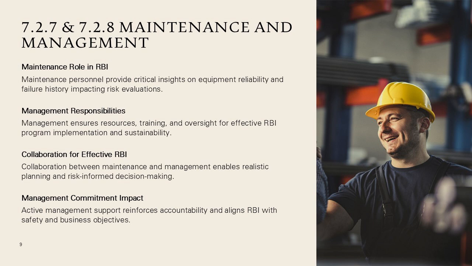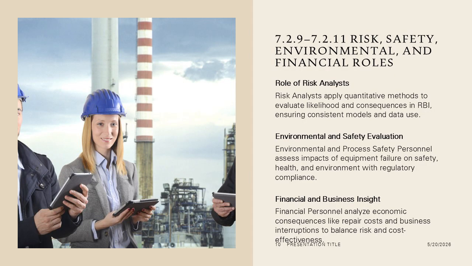When management actively supports RBI, it reinforces accountability, facilitates implementation of recommendations, and helps align inspection strategies with safety, environmental, and business objectives. API RP 580 sections 7.2.9 through 7.2.11 address additional specialized roles that contribute to consequence evaluation and decision-making within RBI. These include risk analysts, environmental and process safety personnel, and financial or business personnel.